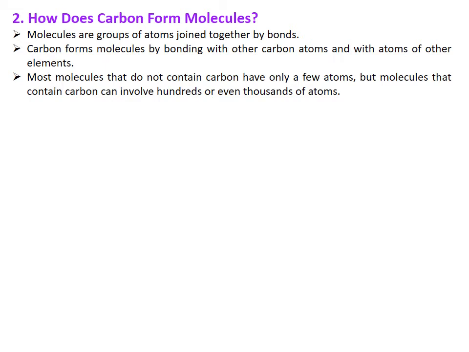Molecules are groups of atoms joined together by bonds. Carbon forms molecules by bonding with other carbon atoms and with atoms of other elements. Most molecules that do not contain carbon have only a few atoms, but molecules that contain carbon can involve hundreds or even thousands of atoms.